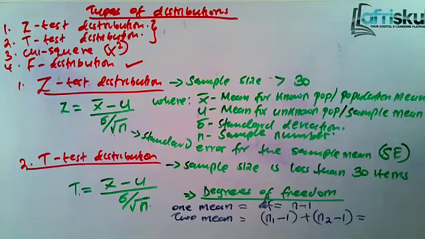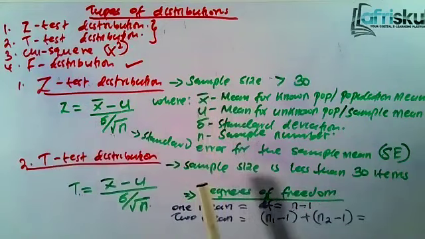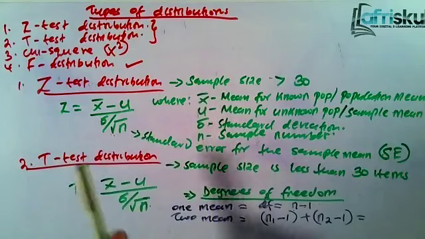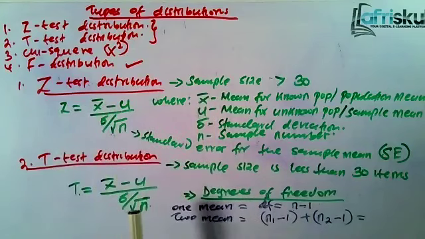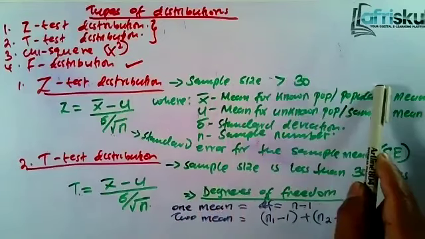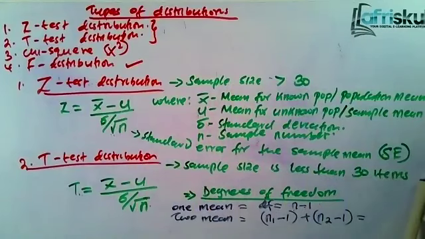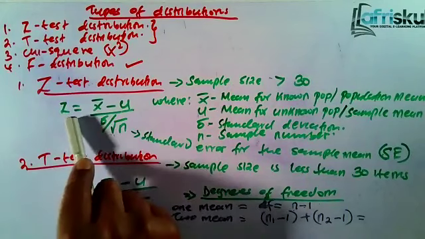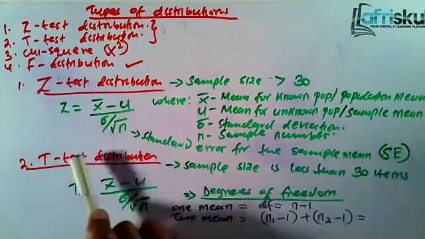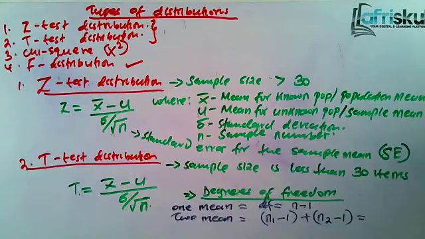So those are the two major distributions, the Z distribution and the T distribution. We observe that the two formulas are the same. The only difference is that Z is used when the sample size is greater than 30, and T is used when the sample size is less than 30 items. Another difference is that when reading the values, one is read from the Z distribution table, and the other from the T distribution table.